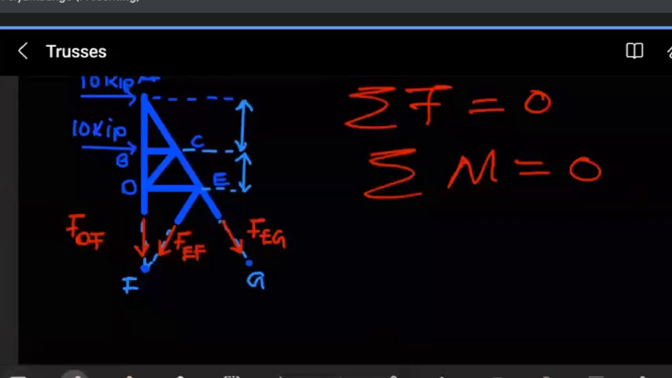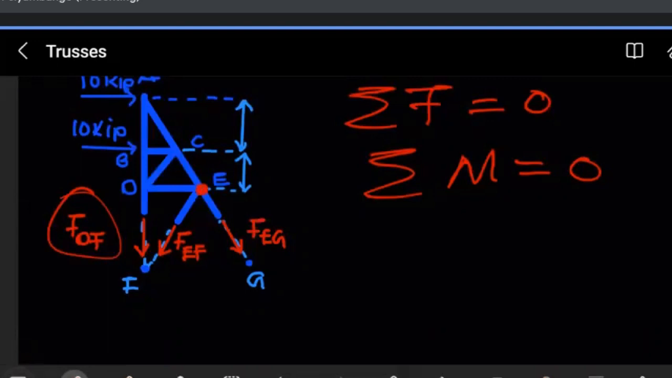So the first one that we're going to find here is going to be, you can use either, of course, here, but for starters, I will go towards finding FDF first. So how do I find FDF? Well, I am going to take moments about point E. You can start from anywhere, really, depending on what you're trying to find.